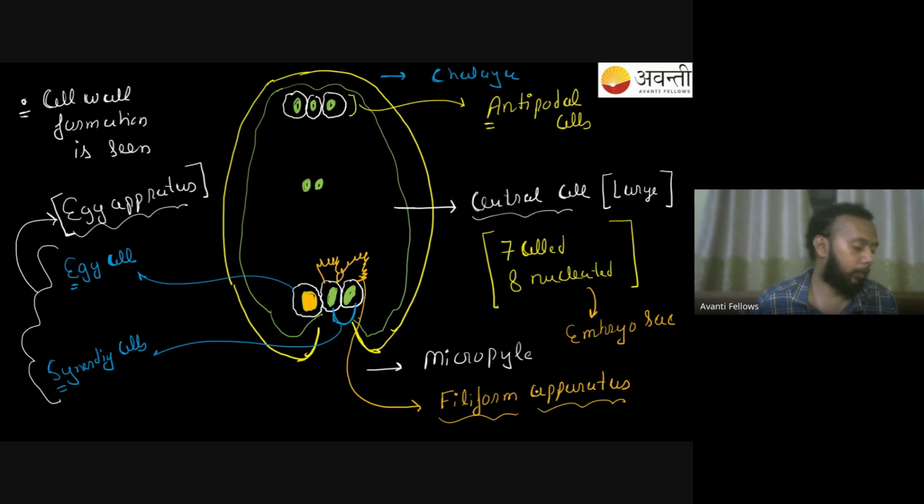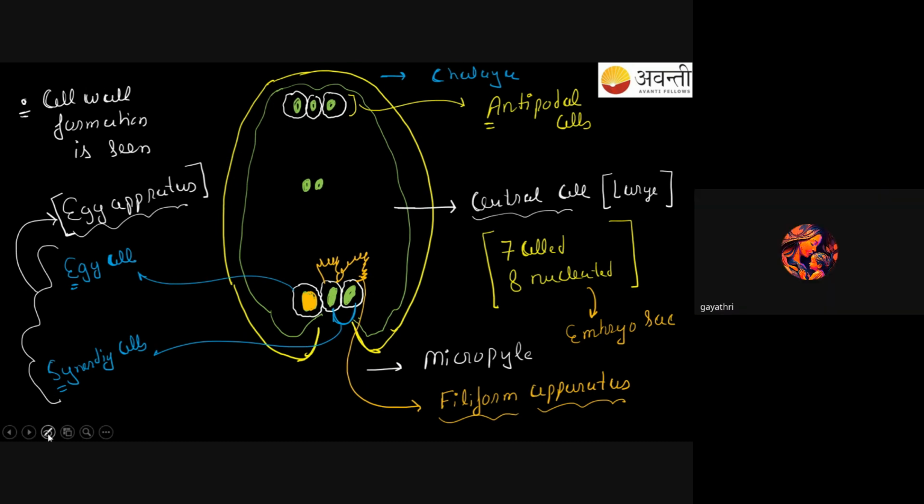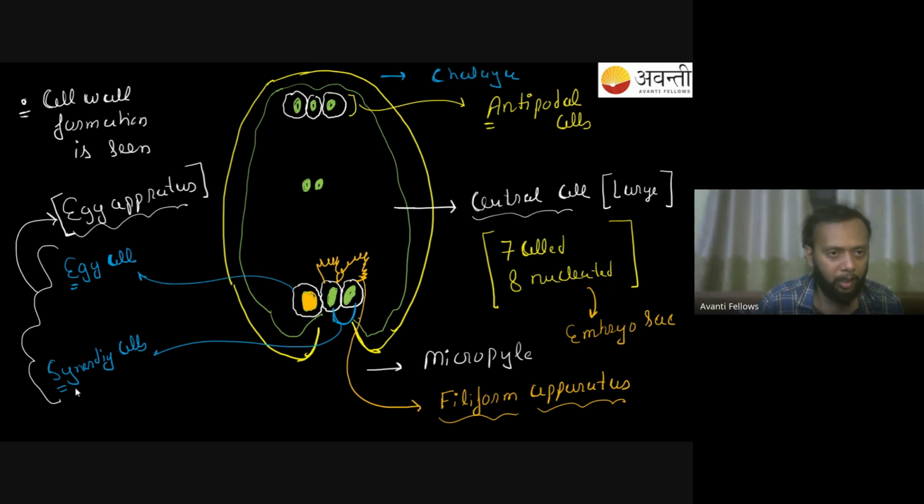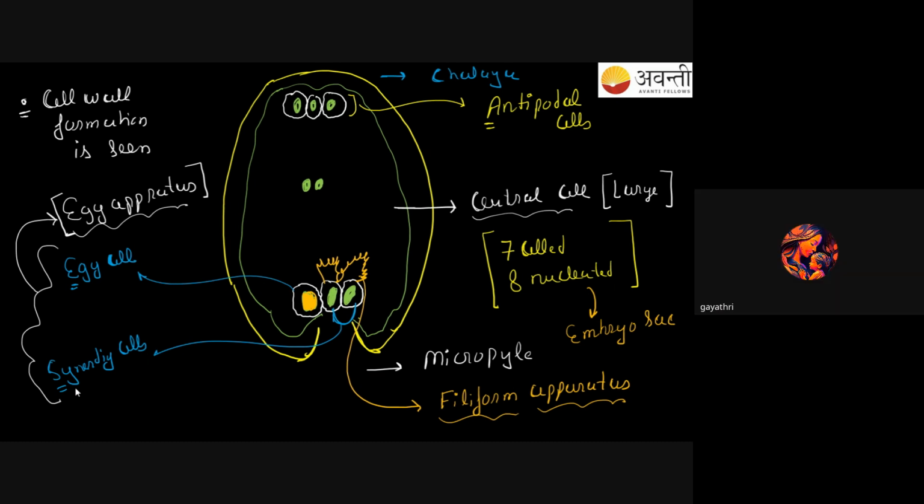हाँ जी गायत्री बताइए, बोलिए गायत्री बोलिए. Sir, due to network problem, video was off, sir. Sir, can you repeat, sir? Which part has to be repeated? Sir, after the 8 nucleus and 7 cells in embryo sac, after that.